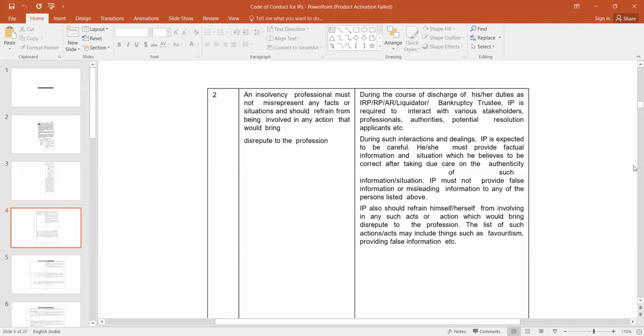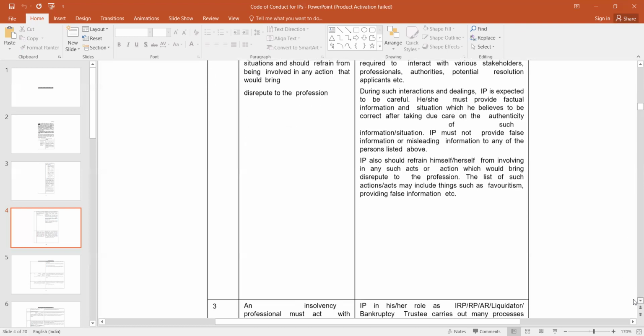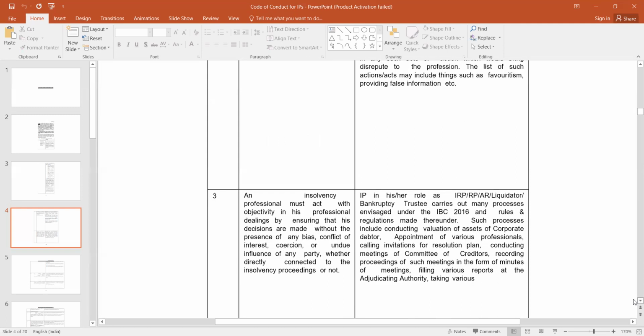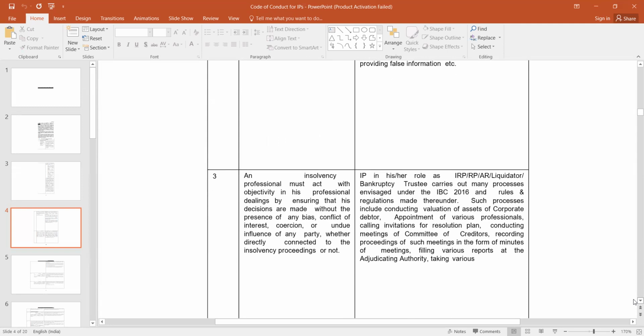Now the third point. So all these are included in integrity and objectivity. Third point is an insolvency professional must act with objectivity. So I think the first 2 points were more towards integrity. And now this point is towards objectivity in his professional dealings, by ensuring that his decisions are made without presence of any bias, conflict of interest, coercion, or undue influence of any party, whether directly connected to the insolvency proceedings or not. So you are objective. You are doing things without presence of any bias, conflict of interest, coercion, or undue influence of any party, whether directly connected to the insolvency proceedings or not.